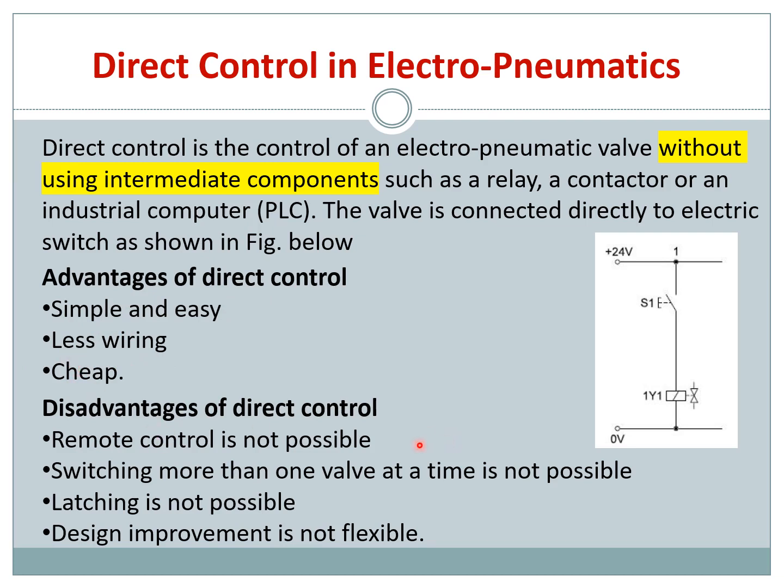And the disadvantage of direct control will be remote control. Remote control means you are using some intermediate component like a relay, a contactor, or an industrial computer or PLC to control. So remote control is not possible, and switching more than one valve at the same time is not possible. So you have one lane here. If you have two lanes and you want to control them using one coil, it's not possible using the direct method. Okay, and latching is not possible, so we will discuss later what latching is, and the design will not be flexible. So these are some of the disadvantages of direct control.